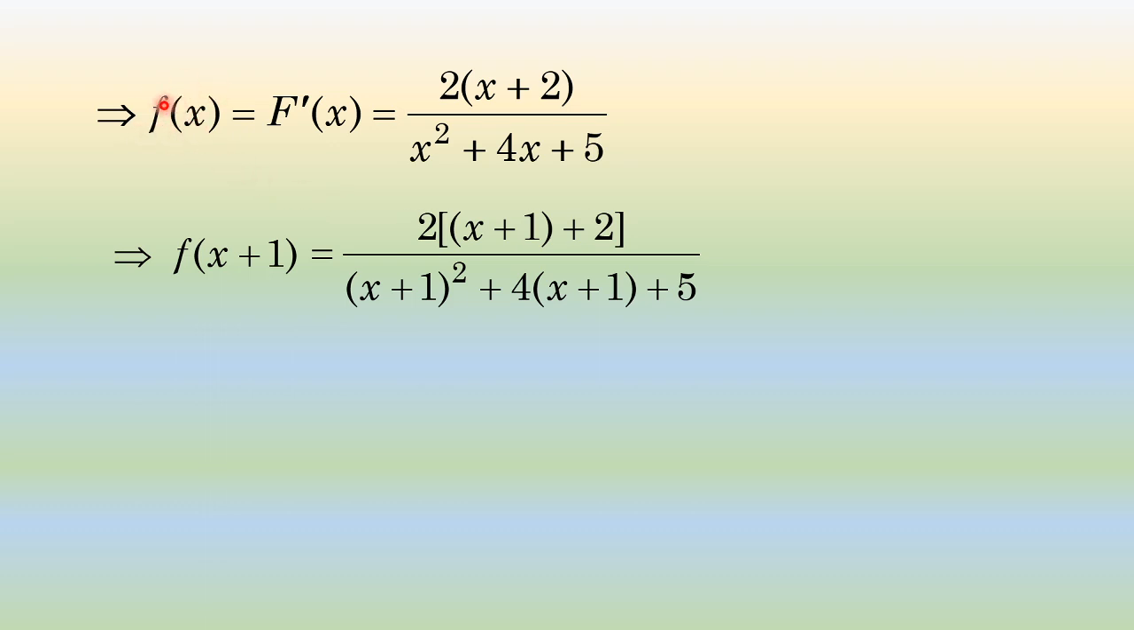Now from here, if you want to solve for small f of x plus 1, all you have to do is to replace x here by x plus 1. So getting 2 times, so this is x plus 1 plus 2 all over, so this is replaced by x plus 1, quantity squared, 4 times x plus 1, then plus 5. Simplifying, we get 2 times x, which is 2x. This is 3 times 2, 6, giving 2x plus 6 in the numerator.